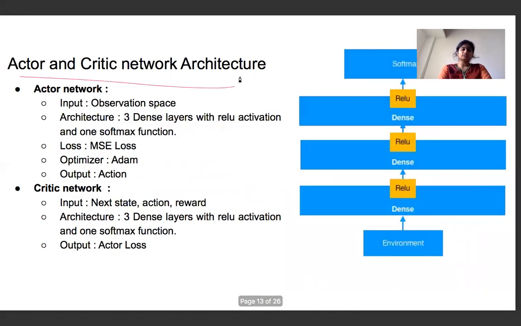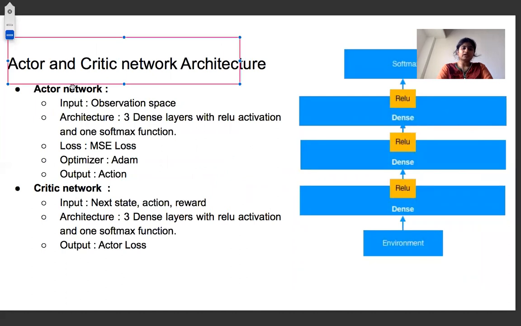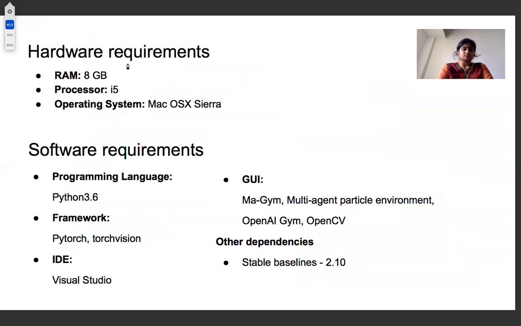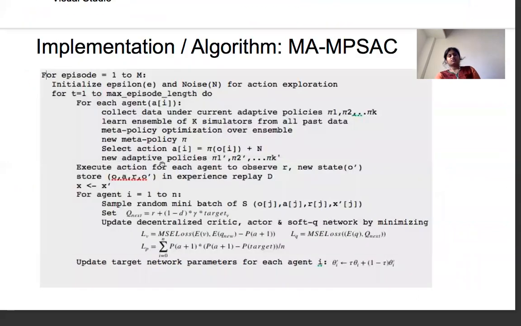And till now we are talking about the actor and critic networks, which are three dense layers and one softmax layer with ReLU activations in our setup, where the input is the observation space and the output is the action, as told before. In the critic network, the input is next state, action, and reward. The output is actor loss. These are hardware requirements and software requirements.